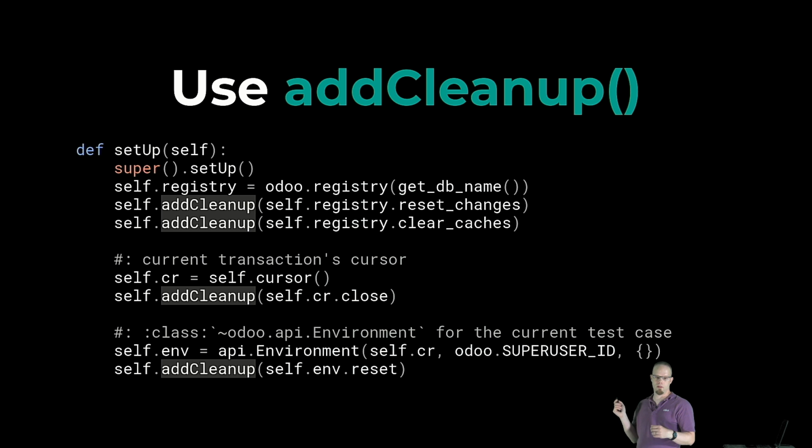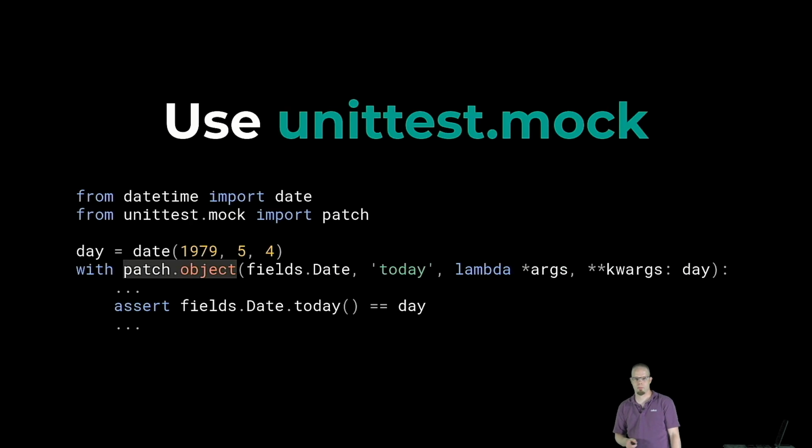remove that thing. And here, for instance, you allocate a cursor, and as a cleanup, you say, when this is being torn down, you only have to close the cursor, and that's how you deallocate. So when a test is cleared down, you'll first call the method reset on the environment, then close on the cursor, and then two methods to clear and reset the registry. And that's how you roll back everything.